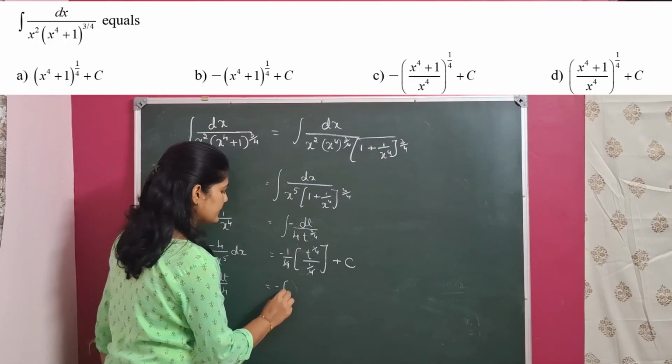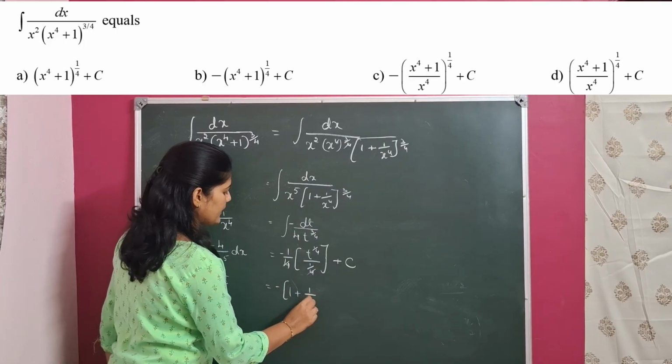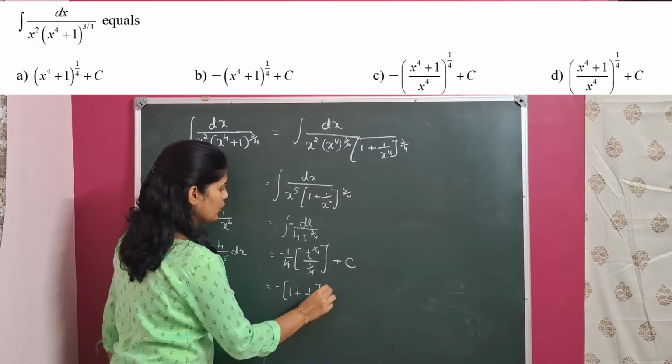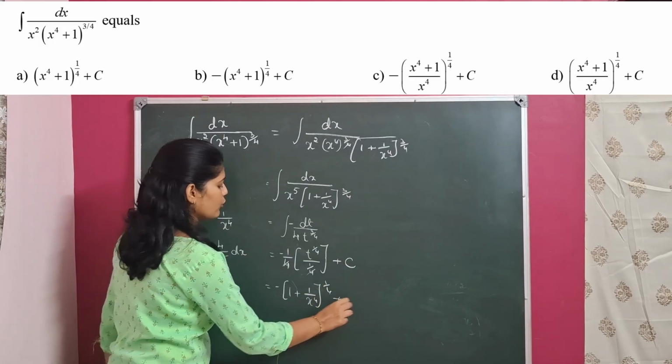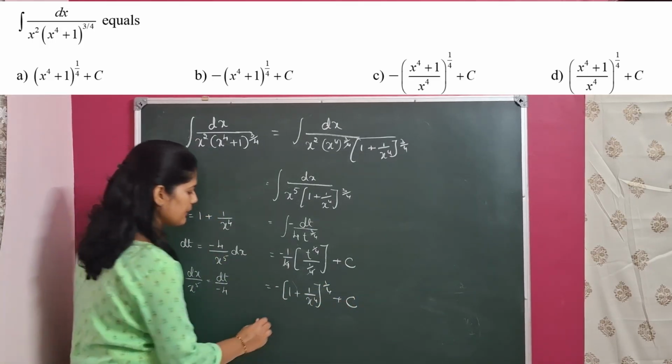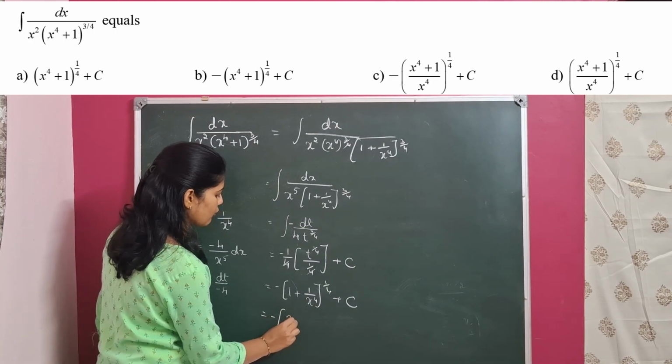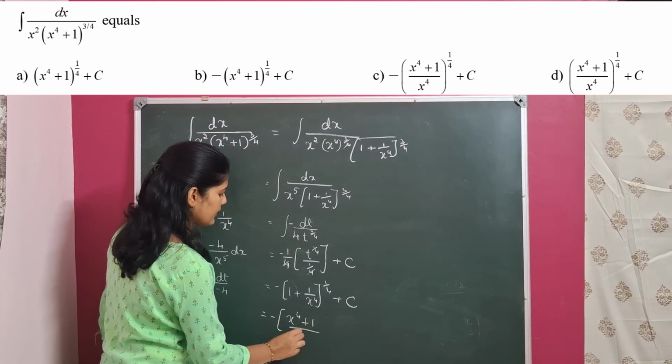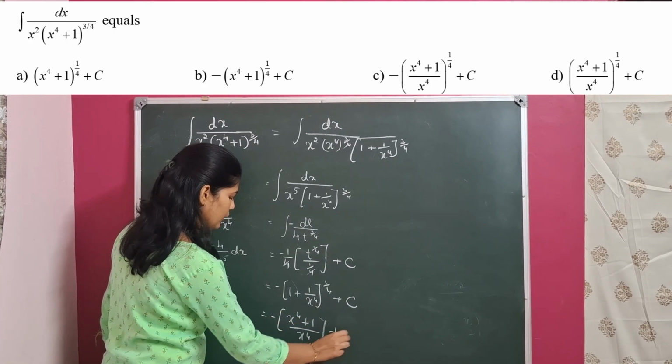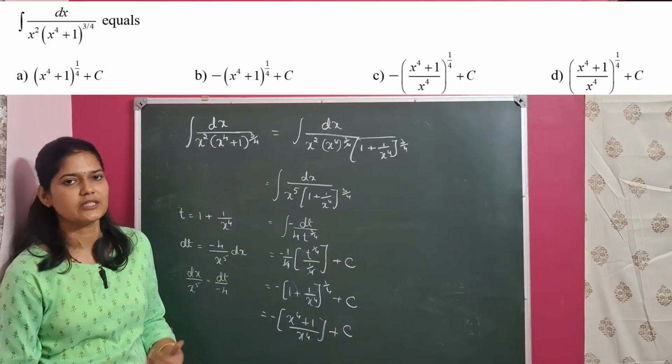Minus of t is nothing but 1 plus 1 by x power 4 whole power 1 by 4 plus c. If we simplify this, it will be minus of x power 4 plus 1 whole divided by x power 4 plus c. That is option C.